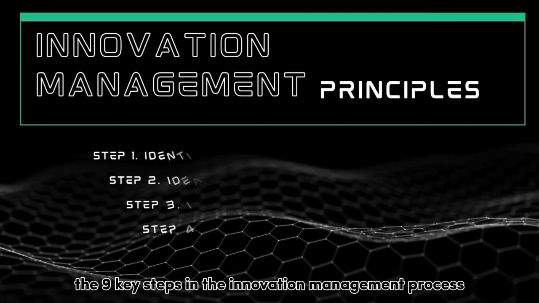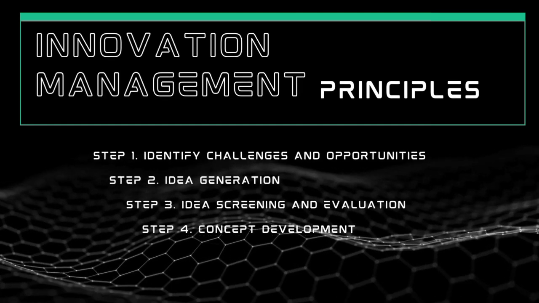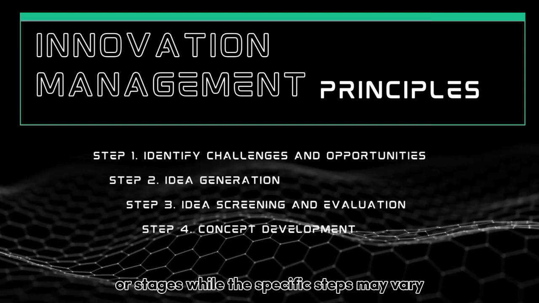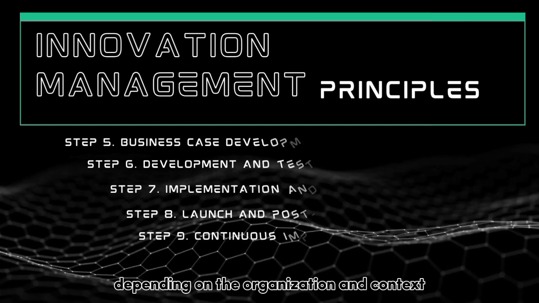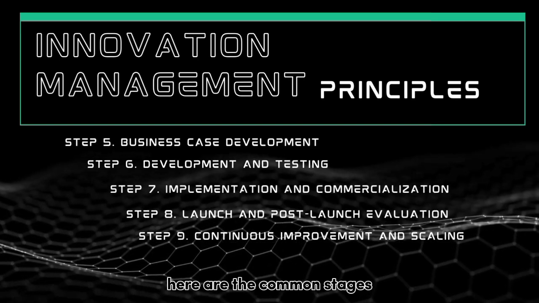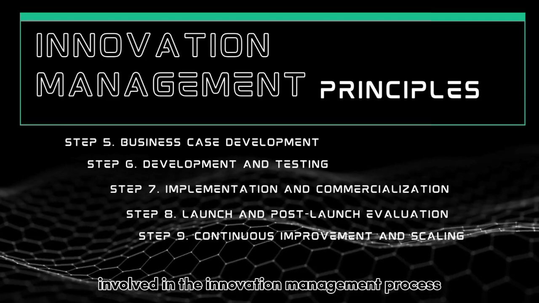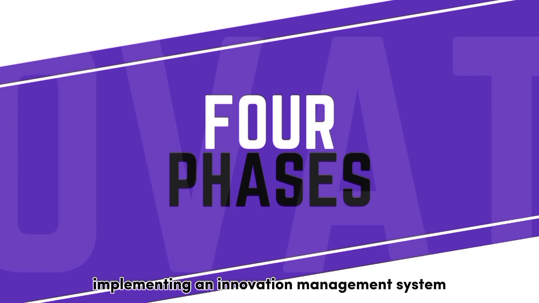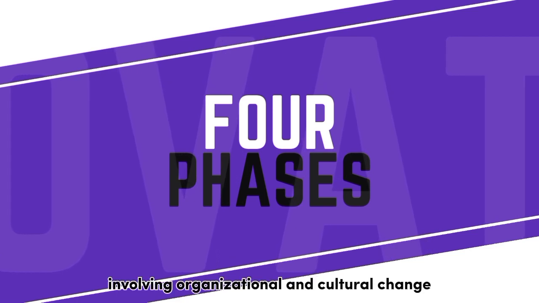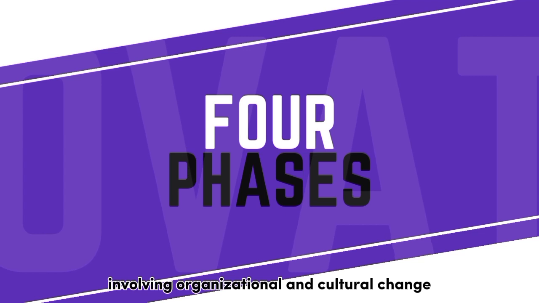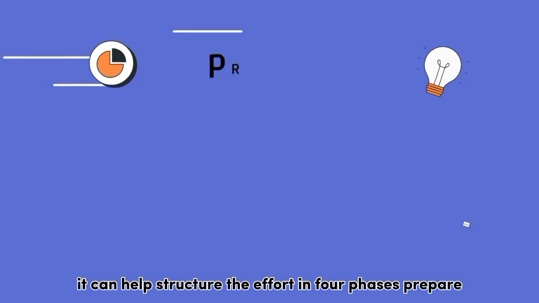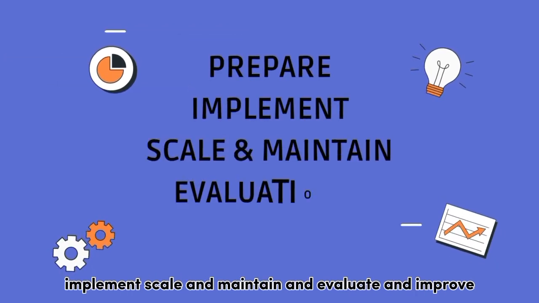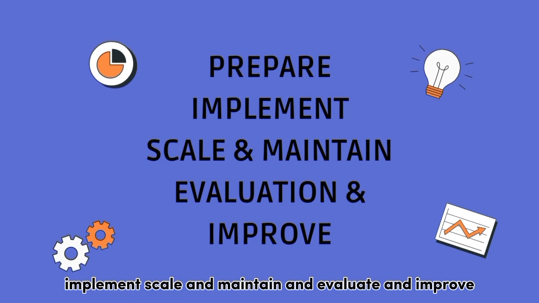The 9 key steps in the innovation management process typically involve several steps or stages, while the specific steps may vary depending on the organization and context. Here are the common stages involved in the innovation management process. Implementing an innovation management system can be a major effort involving organizational and cultural change. It can help to structure the effort in 4 phases: prepare, implement, scale and maintain, and evaluate and improve.